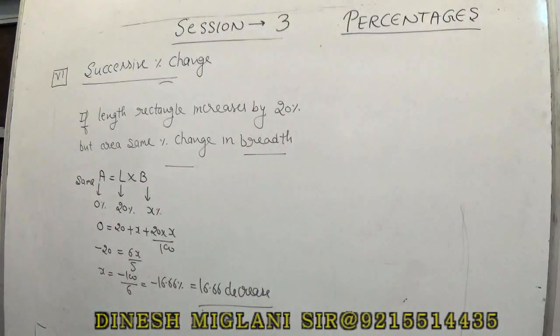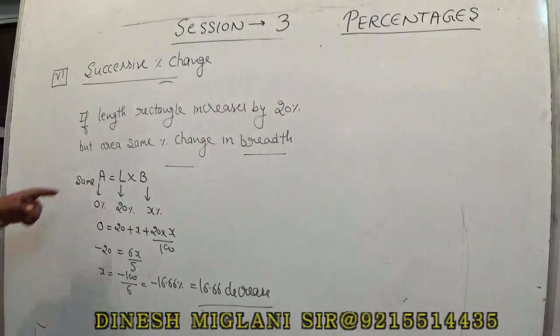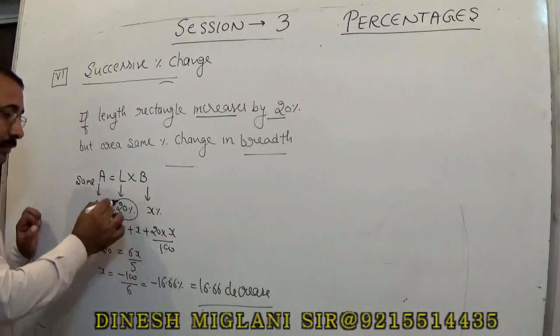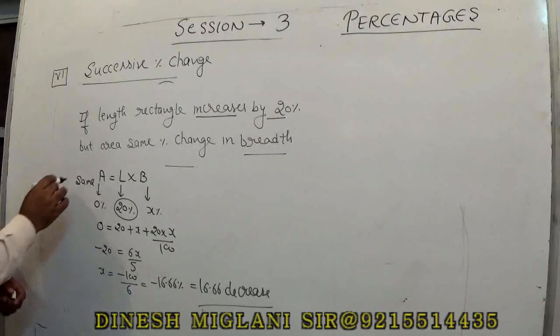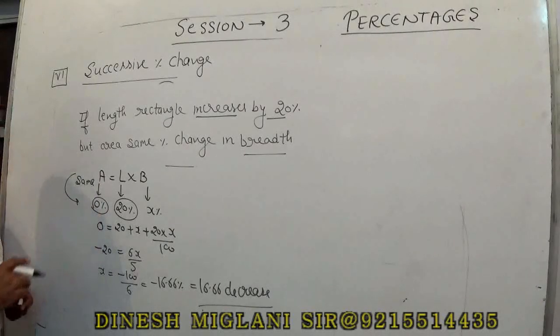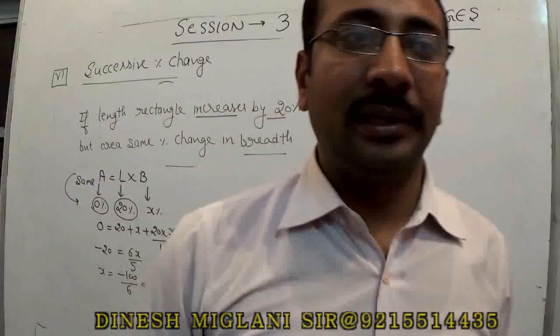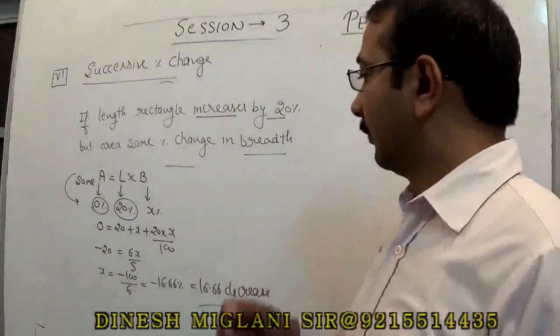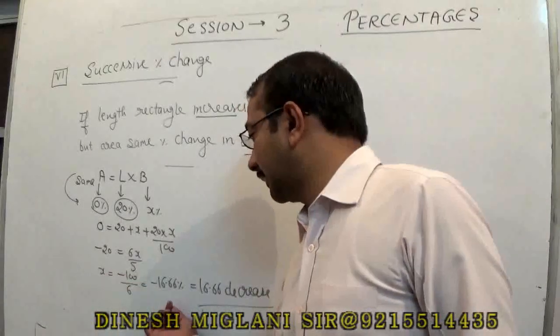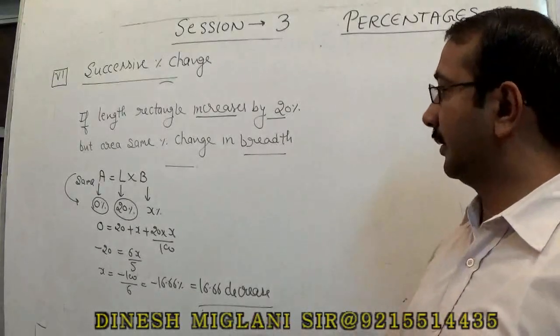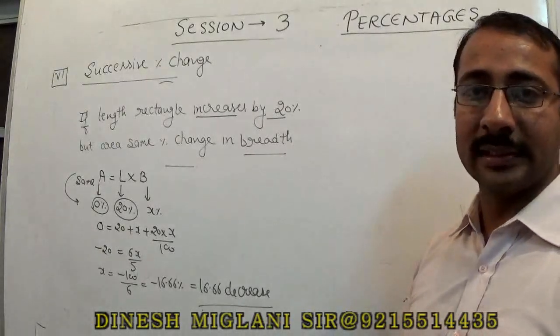How can you answer it? Assume length and breadth, area is this. It is given that length increased by 20%. So I can say this is 20% increase, positive. Area remains same, means no change in area, 0%. I have to find percentage change in breadth. I will simply take it as x. If in the last I get a positive value, it means it is increased. If I get a negative value, it means it is decreased. What we have done, we have just solved it, and in the last I got x equal to minus 16.66%. It means there is a decrease of 16.66%.